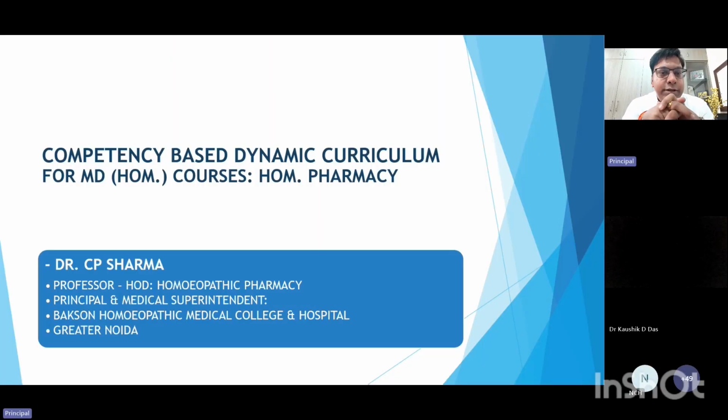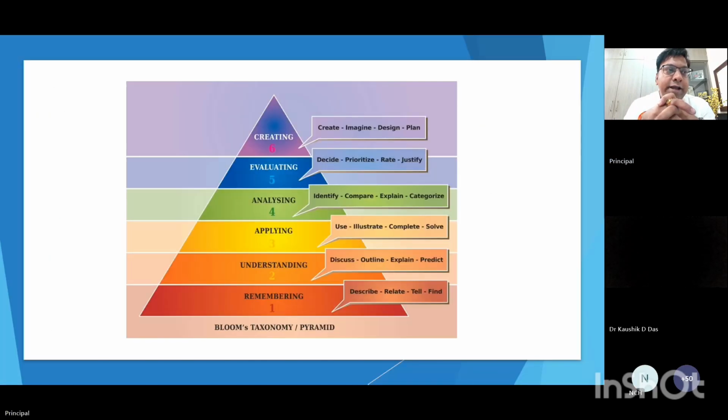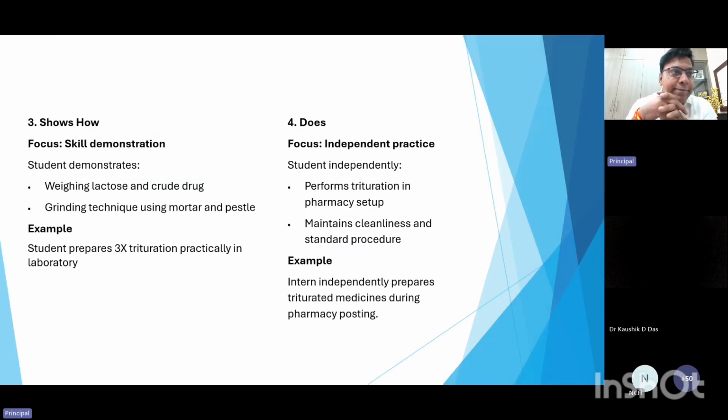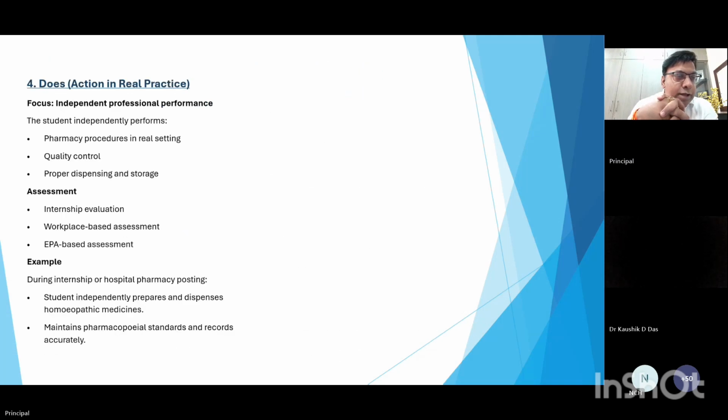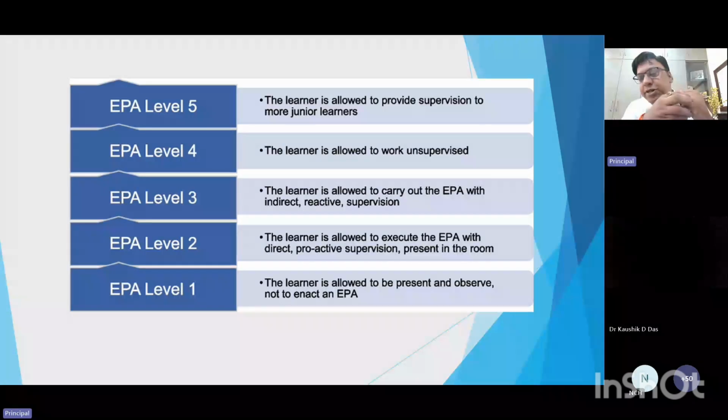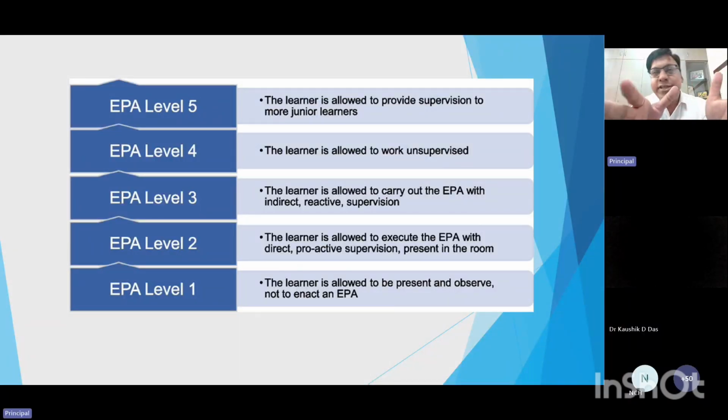So there are different levels of each EPA. EPA level 1 means no permission to act. That is, the learner or the student is allowed to be present and observe, and is not allowed to enact an EPA. So at the time of admission, when the student is a very fresh beginner, a very fresh learner, at this stage we are not allowing him to enact, but he is required to be present and observe what is being done.